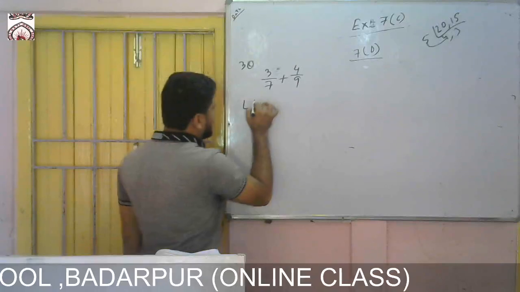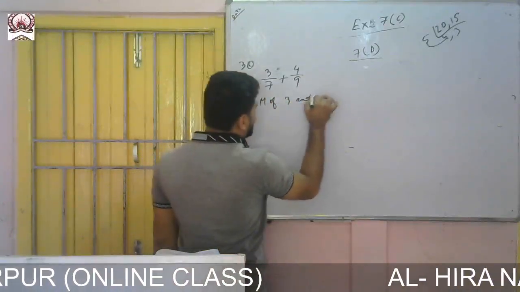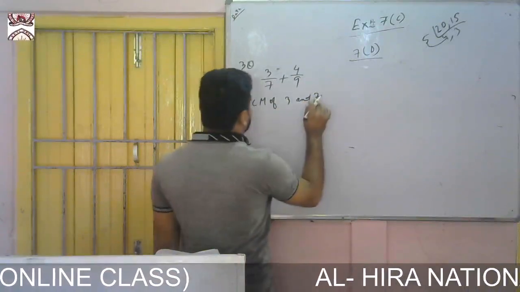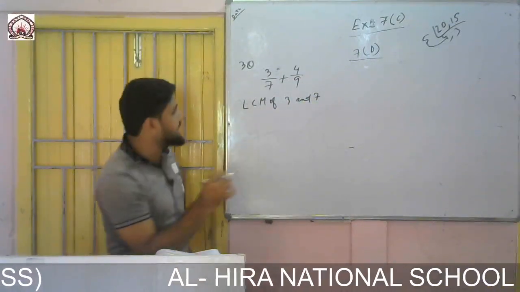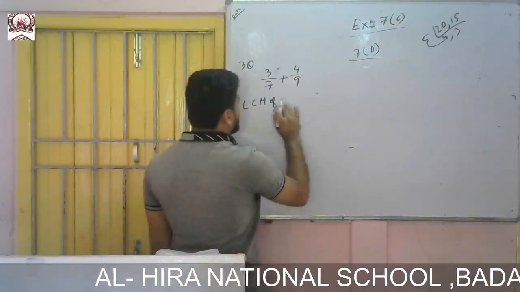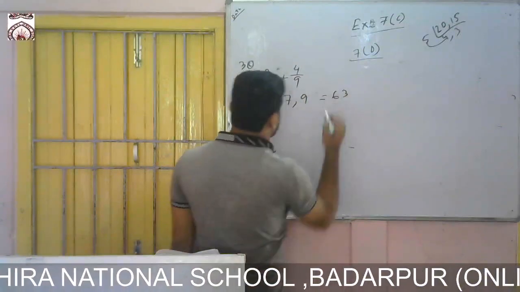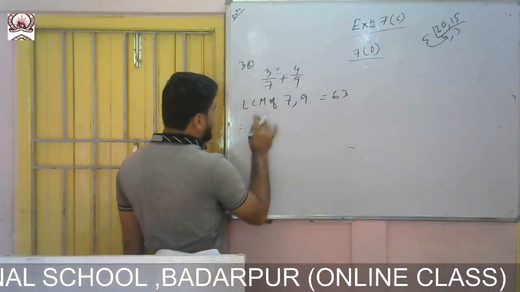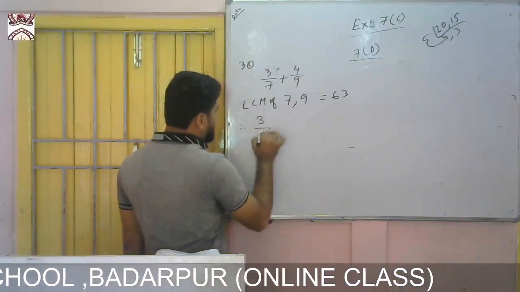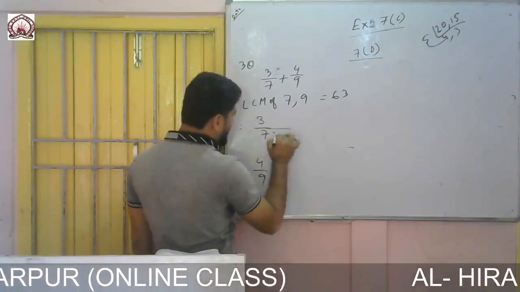Right, LCM of 7 and 9. So LCM of 7 comma 9 will be what? 63. Okay, right, therefore 3 by 7, 4 by 9.